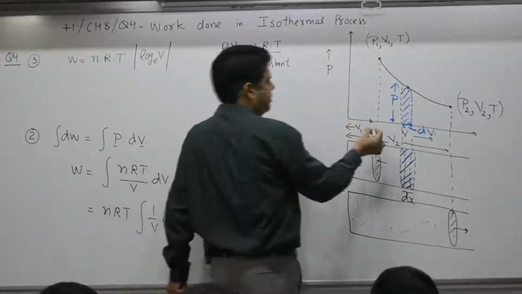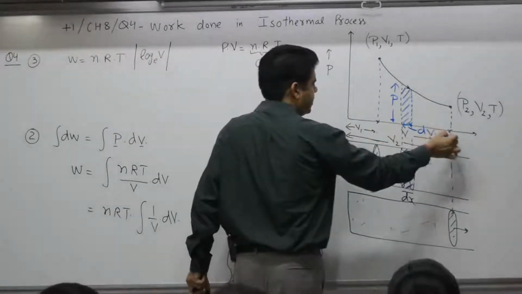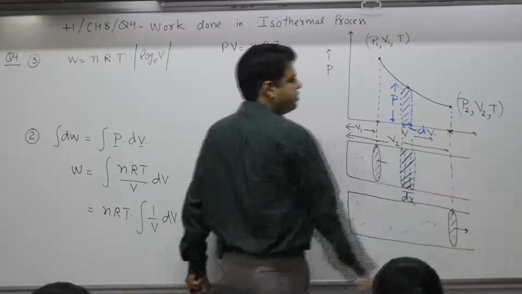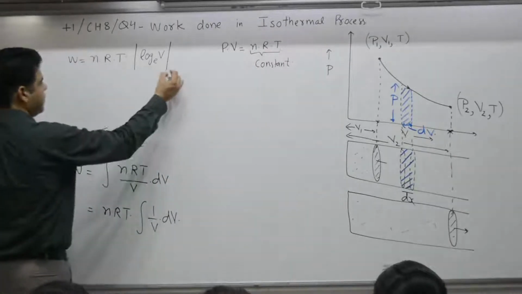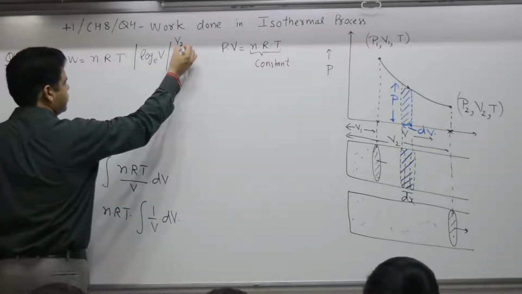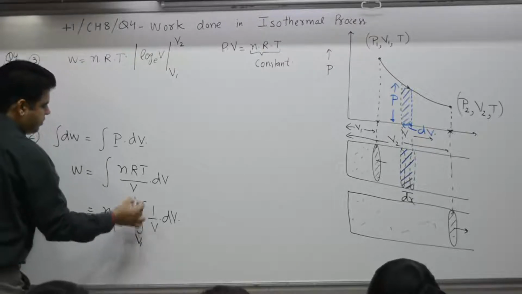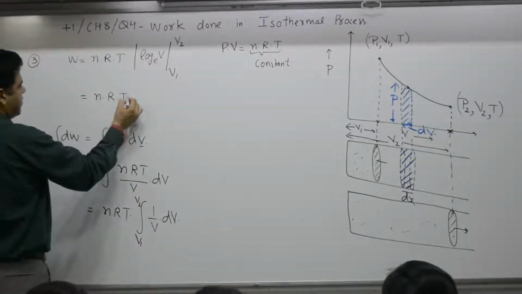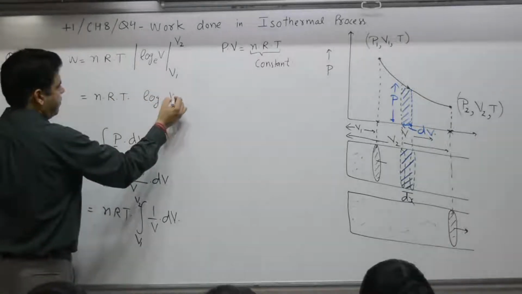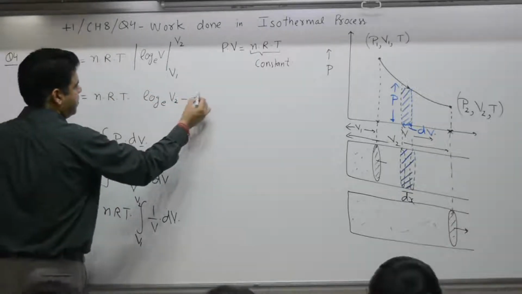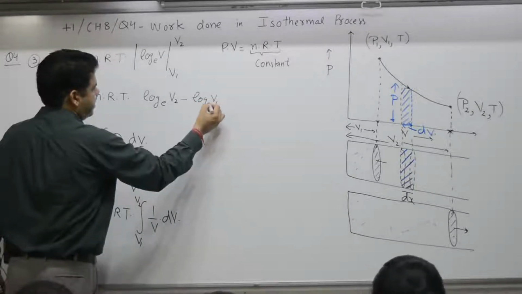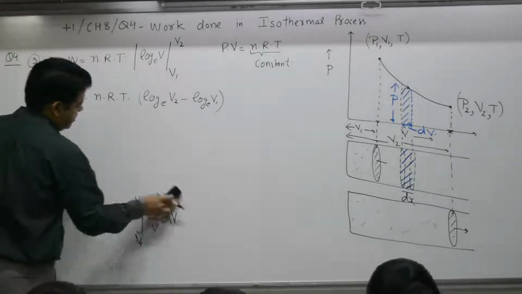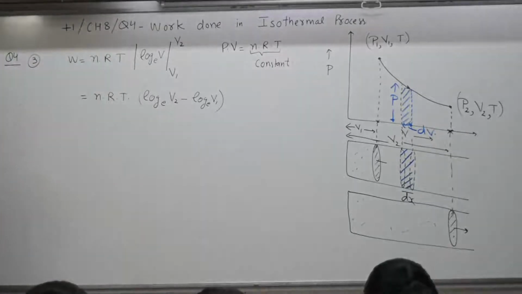Volume varies from this point to this point. What was the volume? Original volume V1. Final volume V2. So volume varies from V1 to V2. You can put these limits here also. V1 to V2. So what you get is nRT log of final volume minus log of initial volume. This is how you put limits. Upper limit minus lower limit.